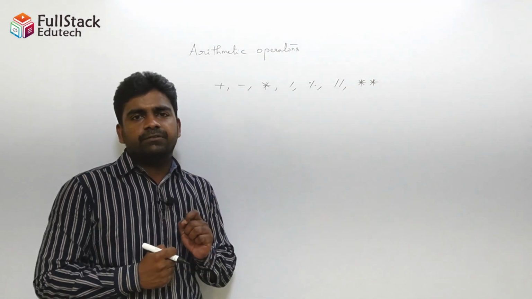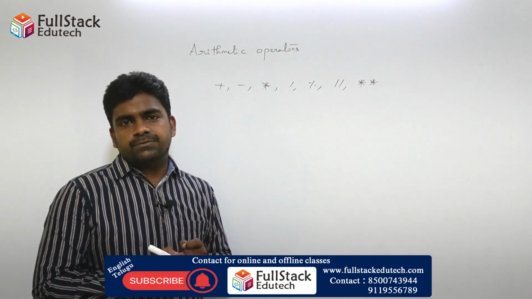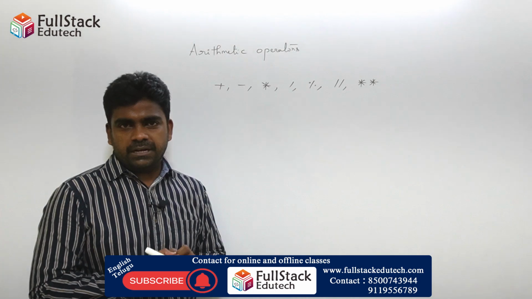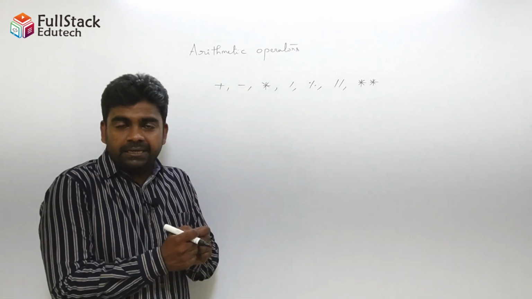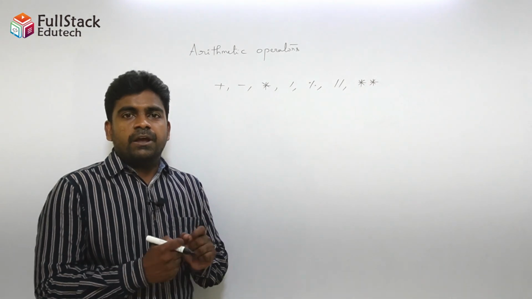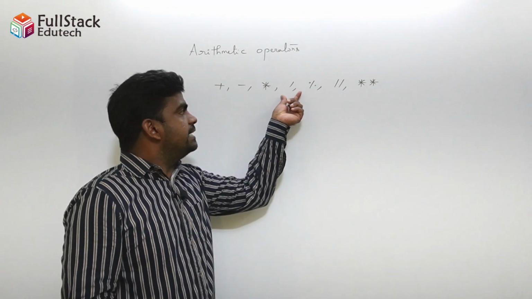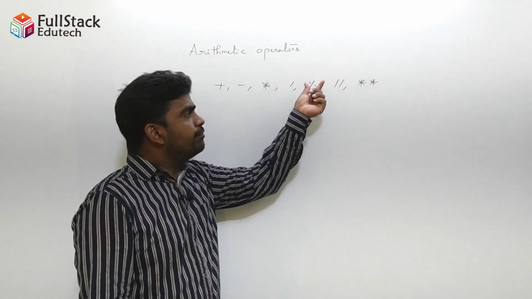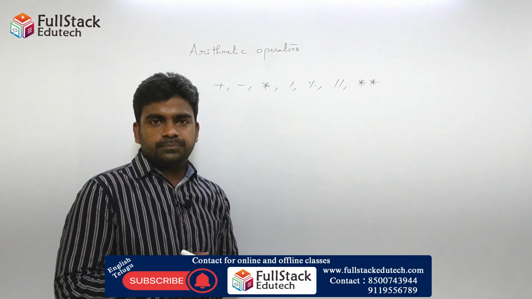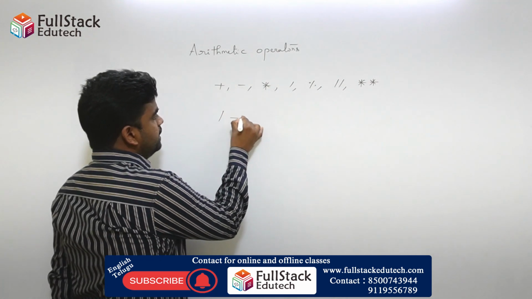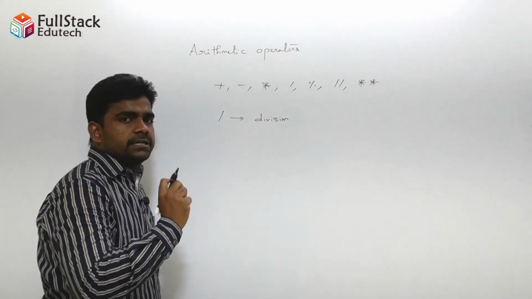We know the basic functionality, how plus will work, how minus will work, how multiplication will work, with a few basic examples we have already discussed. But in this video we need to learn briefly how exactly the division operator will work, floor division will work, mod will work and exponent will work. This one is called division. Division operator, how does it work?